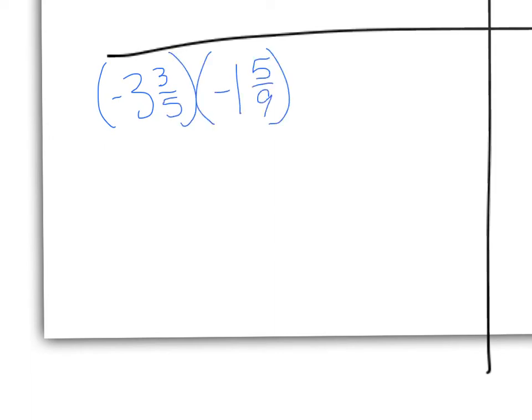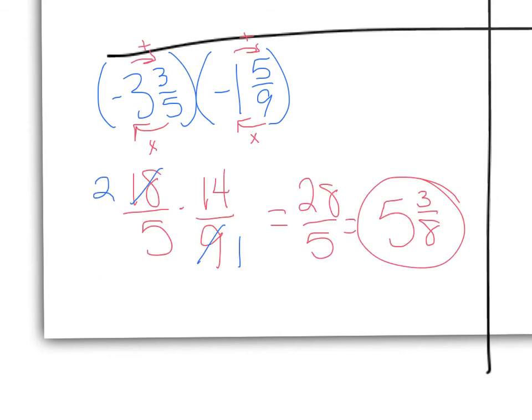I'm going to give you one to try out. Let's have you try negative 3 3/5 times negative 1 5/9. So I would first give you the hint to figure out what sign your answer is going to be, whether it's going to be positive or negative. Then change your mixed numbers to improper fractions, cross reduce, and multiply.